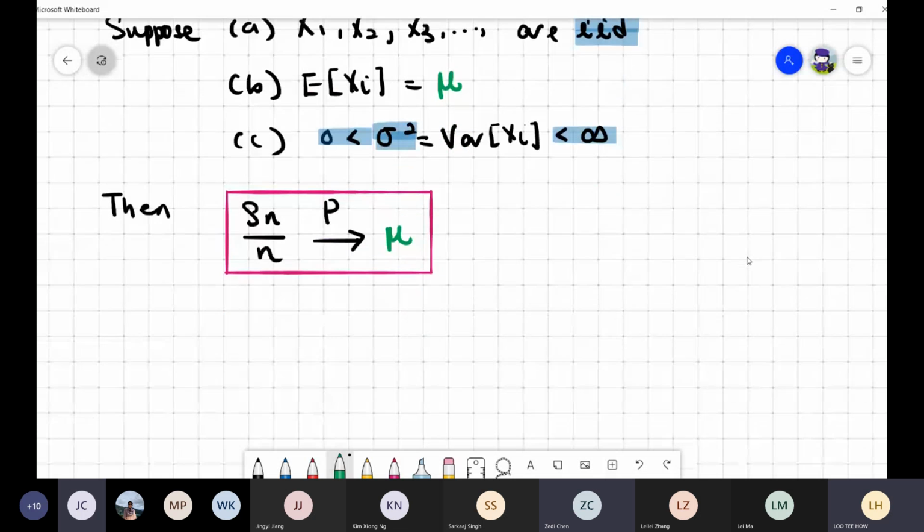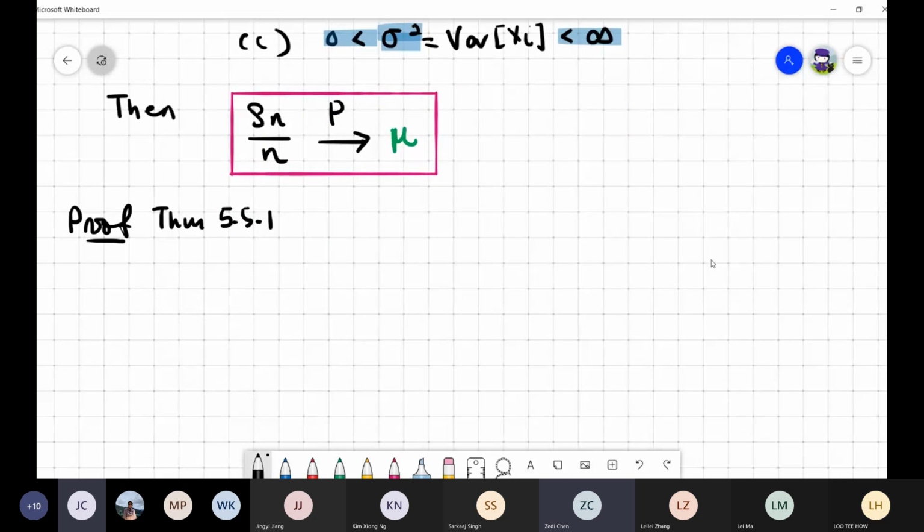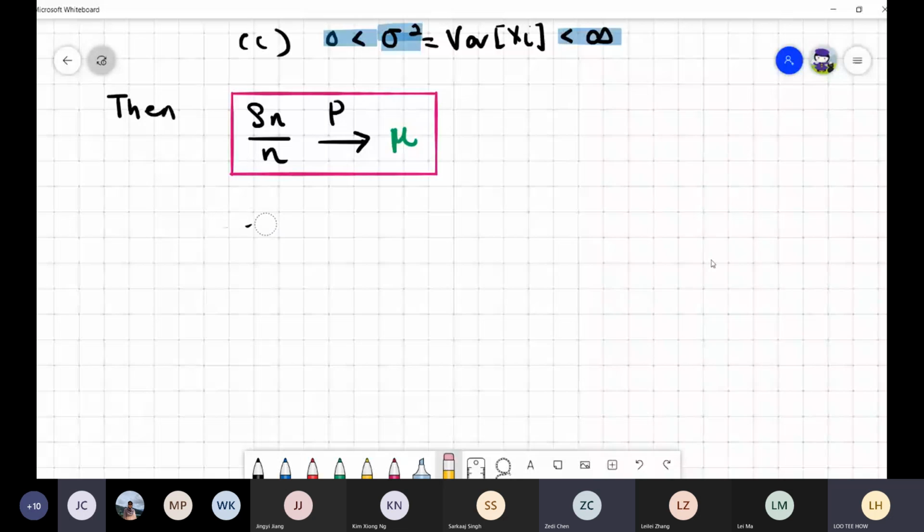Then we can look at the proof for these theorems. Actually, it's not that difficult. What we can do is just apply the Markov inequality for it. Before we prove it, we need to recall these definitions.